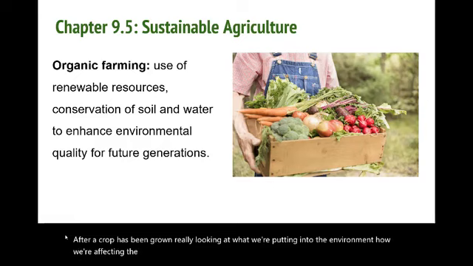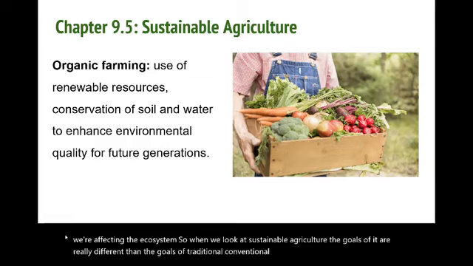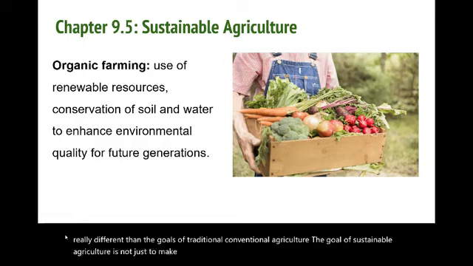So when we look at sustainable agriculture, the goals of it are really different than the goals of traditional conventional agriculture. The goal of sustainable agriculture is not just to make a profit, it's also to look at what might be best for the environment and for the surrounding ecosystems.